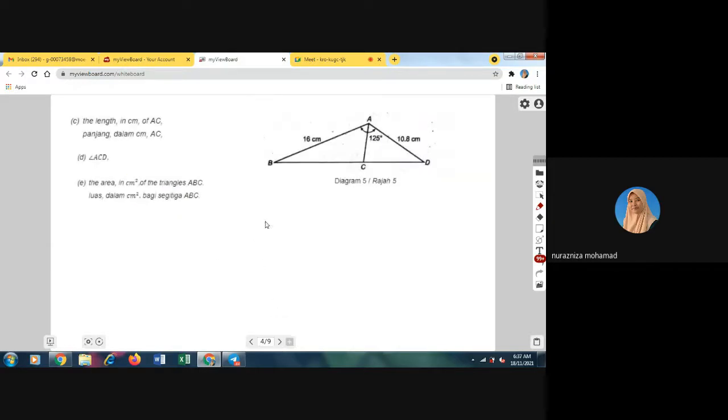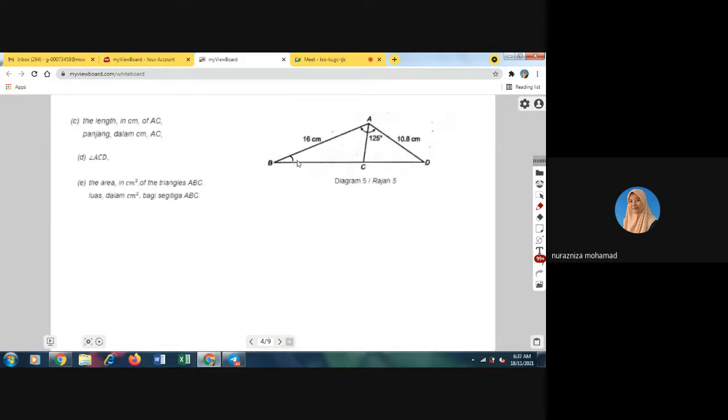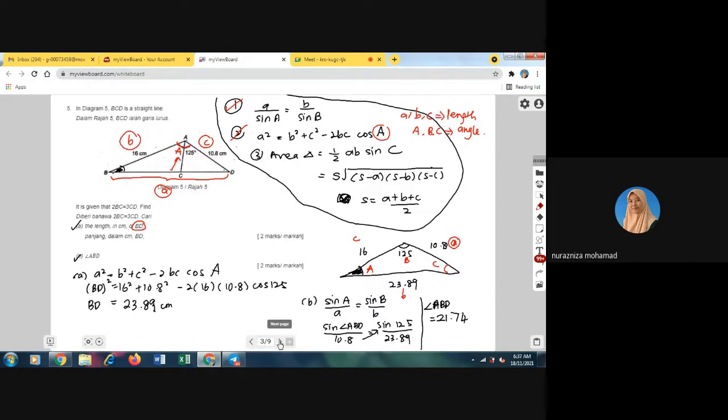Alright, 5C. Okay, the angle here, we transfer all the information first. Okay, we get the angle ABD is 21.74. Write down here 21.74. Okay, the length of BD is 23.89.